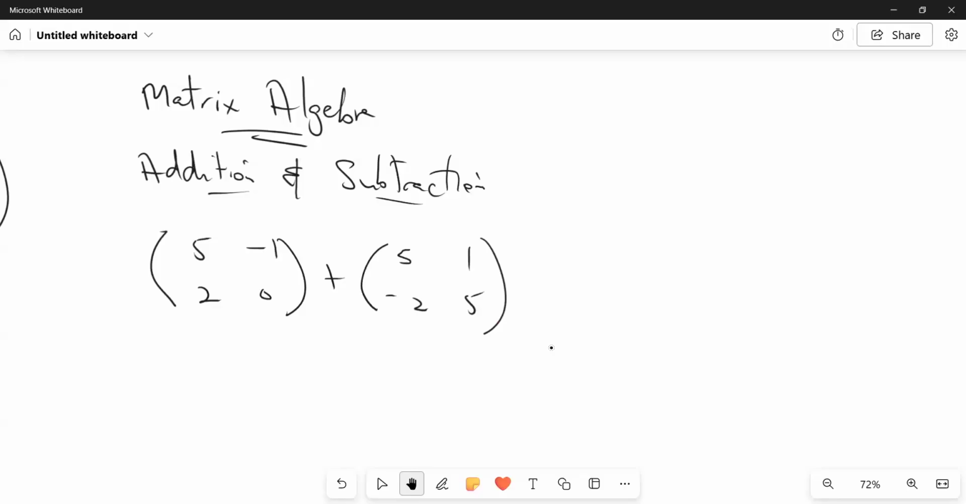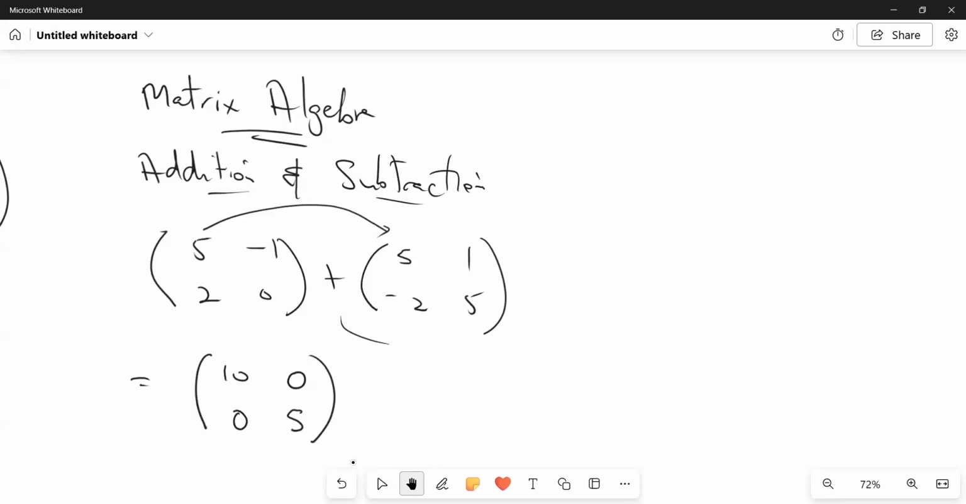When you add 2 matrices, you simply add corresponding elements, right? So you add this 5 and this 5, so it's equal to 5 and 5, 10. Minus 1 and that 1 is 0. 2 and this minus 2, 0. 0 and that 5 is 5, right? So when you're adding matrices, you add corresponding elements.